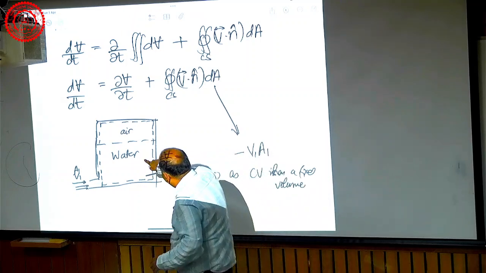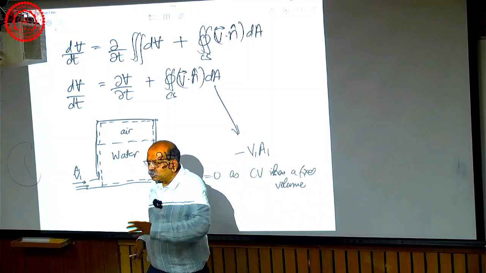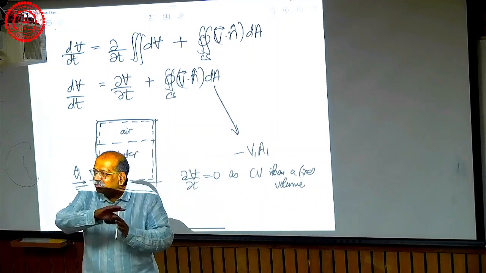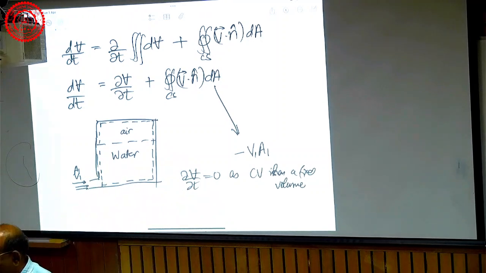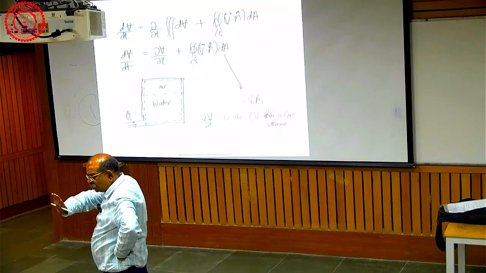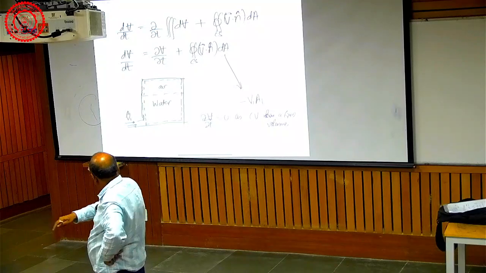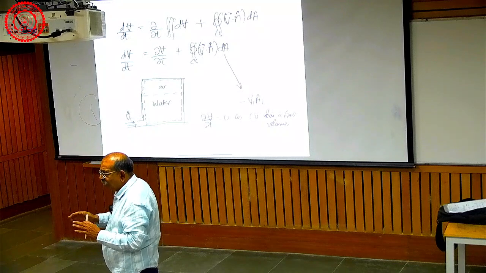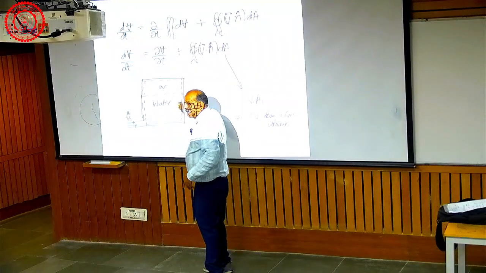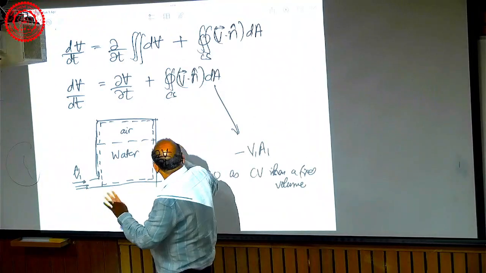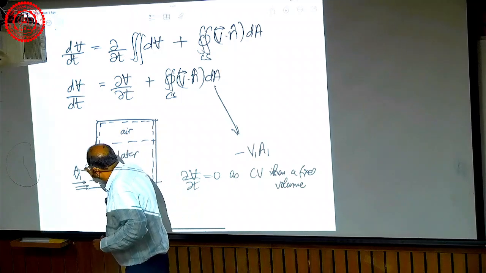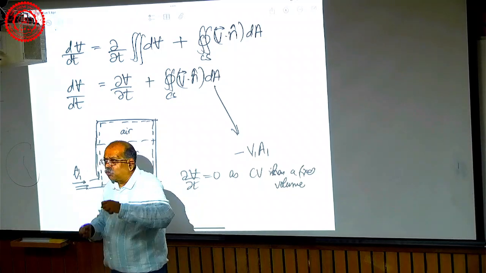So then let's consider a second control volume which consists only of water. So then what I have is, for that control volume dV by dt is 0, water density is not changing. Partial V by partial T will be equal to dH by dt times the area of that base. Okay, and V dot n dA will be equal to minus rho 1 V1 A1.